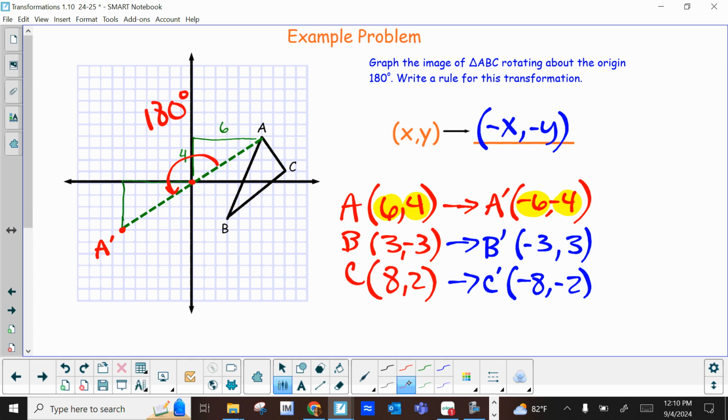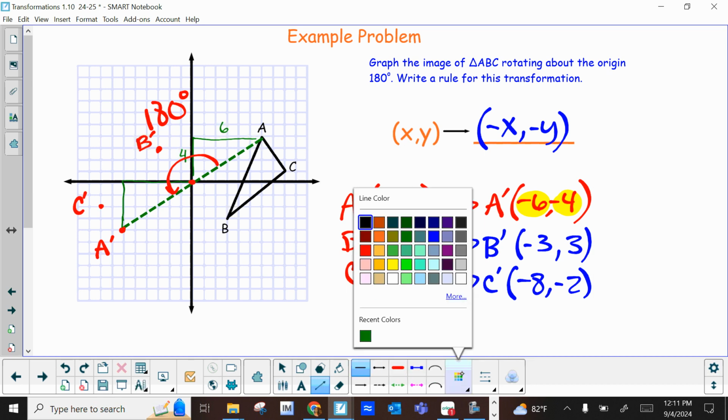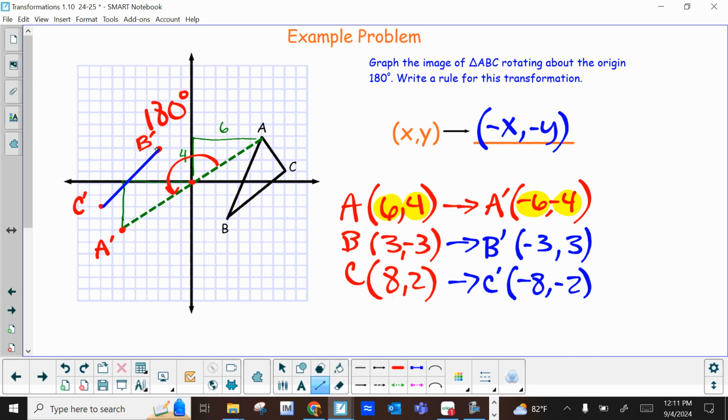So let's graph it over here. B prime is going to be at (-3, 3), 1, 2, 3. So right there, there's your B prime. And then C prime is at (-8, -2). There we are, and that's C prime. So now when I connect the dots, let's use blue. So I connect there to there, there to there, and there to there. And then it should look exactly like the rotation.